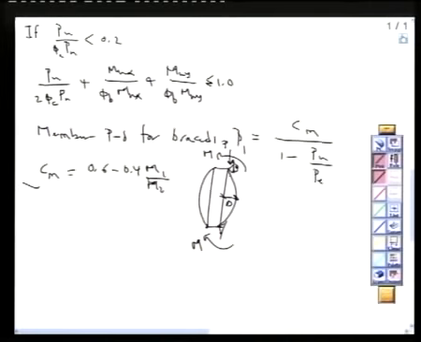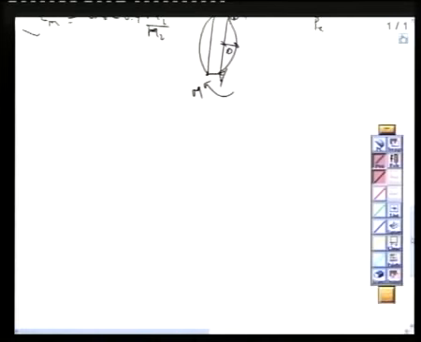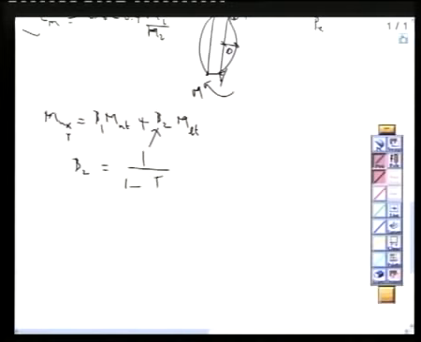Now, for unbraced structures, we have M ultimate, whether x or y, equal beta 1 M, no translation, plus beta 2 M, lateral translation. And beta 2 is either calculated from 1 over 1 minus summation of P ultimate over summation of PE, or beta 2 equal 1 divided by 1 minus the other term that I already explained to you before.